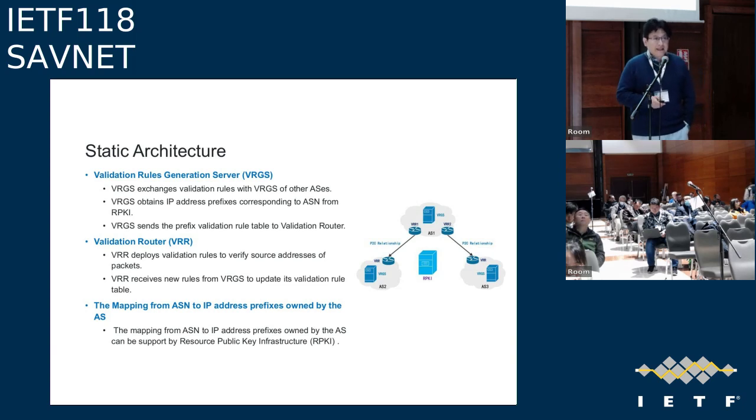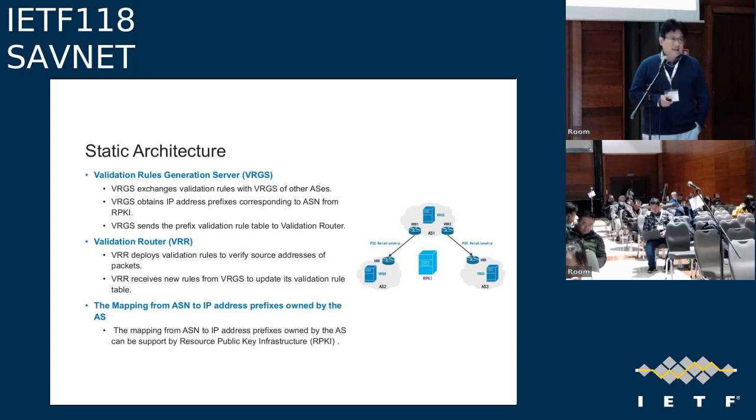Here is the static architecture. There are three components. First is a validation rule generation server, we call VRGS. VRGS exchanges validation rules with VRGS of other ASes based on the AS relationship exporting rule. VRGS obtains IP address prefixes corresponding to AS numbers from RPKI. VRGS sends the prefix validation rule table to validation routers.